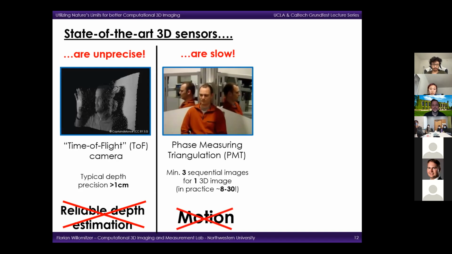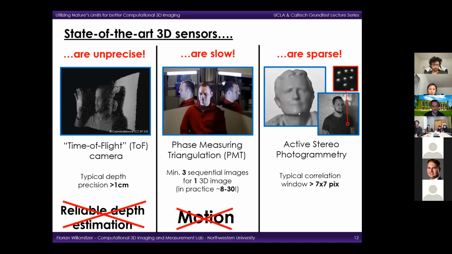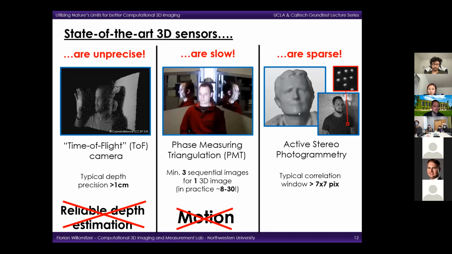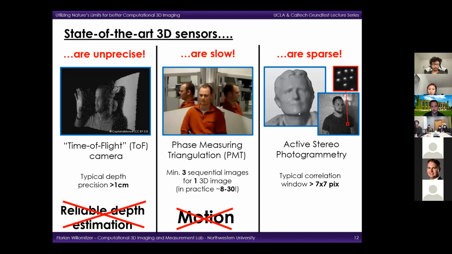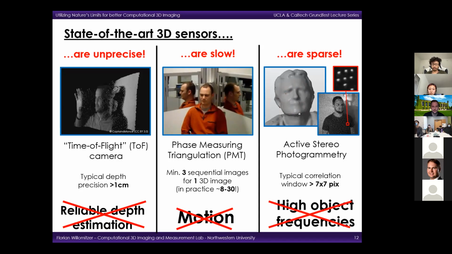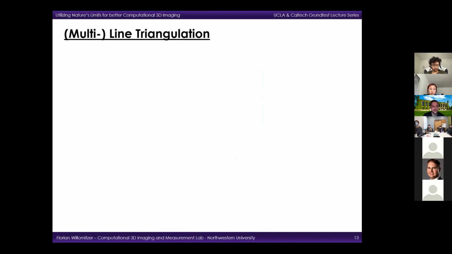And there is another class of triangulation sensors, which basically uses all kinds of spatially coded patterns. Some of you might know that a similar method is used in the Apple Face ID sensor, for example. And the drawback here is that you need spatial bandwidth to read this code somehow. And this introduces an inherent low pass filter on the data. And this makes it impossible to measure fine structures of the object or high object frequencies. So one principle that does not have these problems is multi-line triangulation.